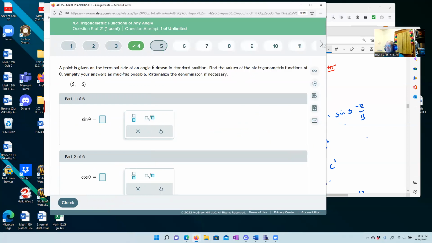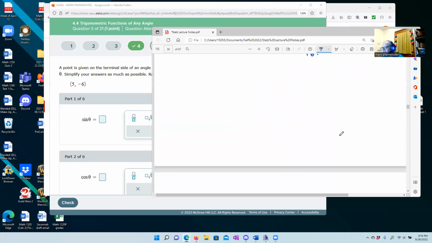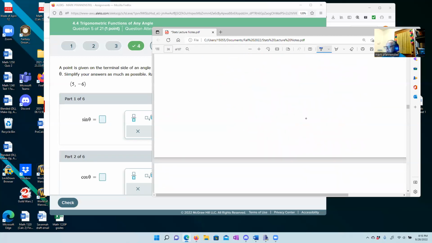This is given the point on the terminal side. Find the 6 trigonometric functions for 5, negative 6. So where's 5, negative 6? That's 2, 3, 4, 5.